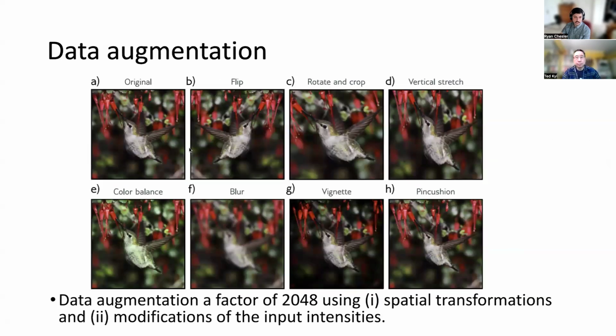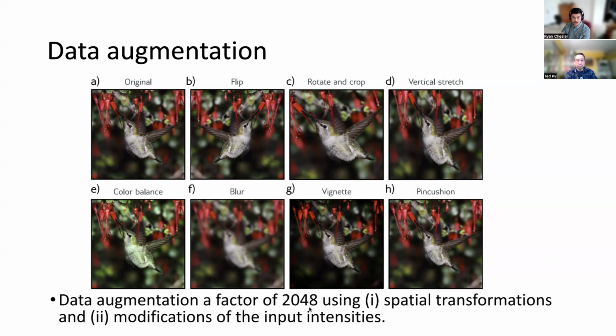So during their training, they did a whole bunch of augmentation. The ImageNet set is 1 million images or a little bit more than that. And what they did is they did a huge number of augmentations. So you could do the original, you could do the flip, rotate and crop, vertical stretch, color balance, blur. You want your model to be invariant to all of these things. So if you make some slight alteration, but it doesn't change the meaning of the image, then you want your model to output the same thing again.